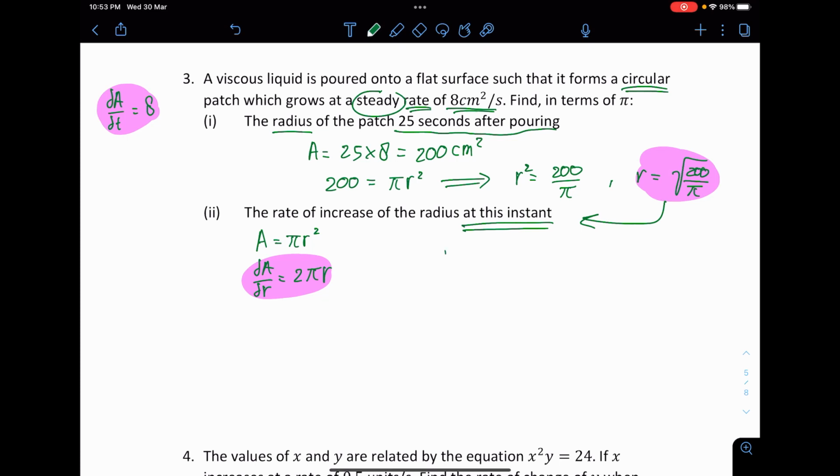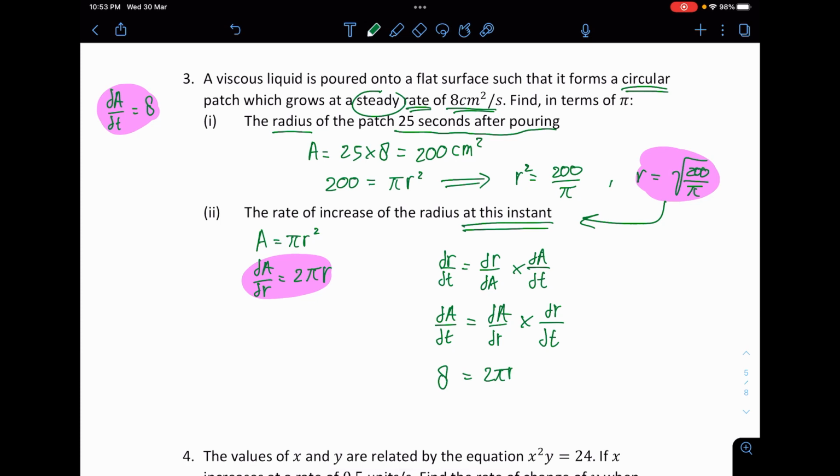They want the rate of increase of the radius, so dr dt equals this. I'm going to fill in dA, but you see, I have dA dr but not dr dA. So I'm going to use another combination. I'll use dA dt as the subject, like this. Then put dr, put dr. This works just fine. dA dt is 8 units, dA dr is 2 pi r, dr dt is the subject. So dr dt will be 8 divided by 2 pi r, that is 4 over pi r. And then don't forget to input the number here.